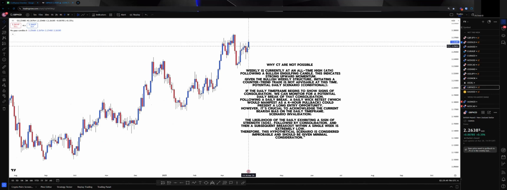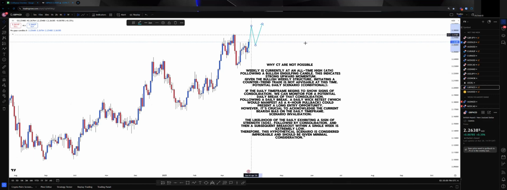GBP NZD weekly at an all-time high. Daily is bearish. Daily would have to shift. We can have previous structure and then it comes back. So daily needs to shift bullish basically.